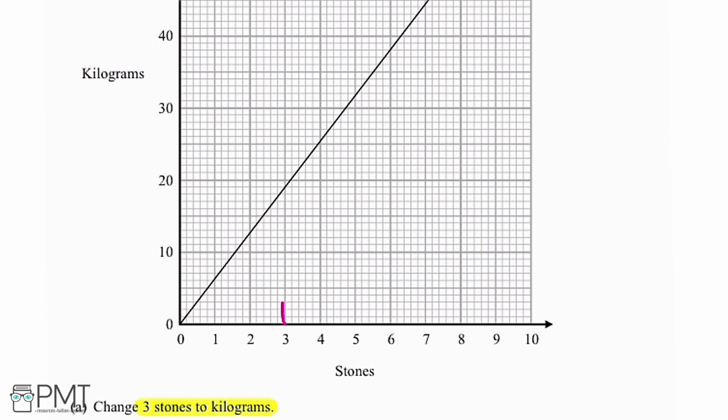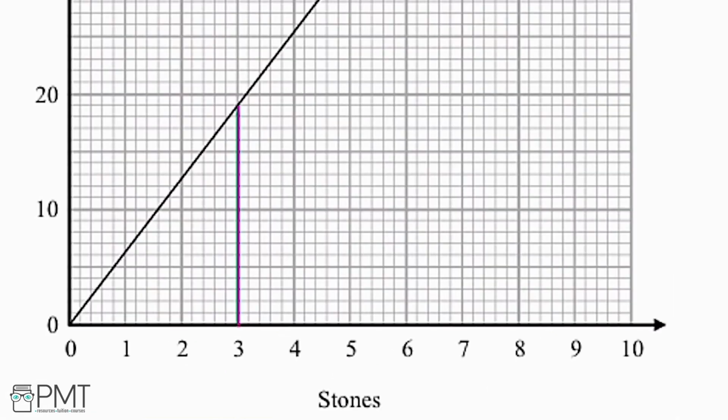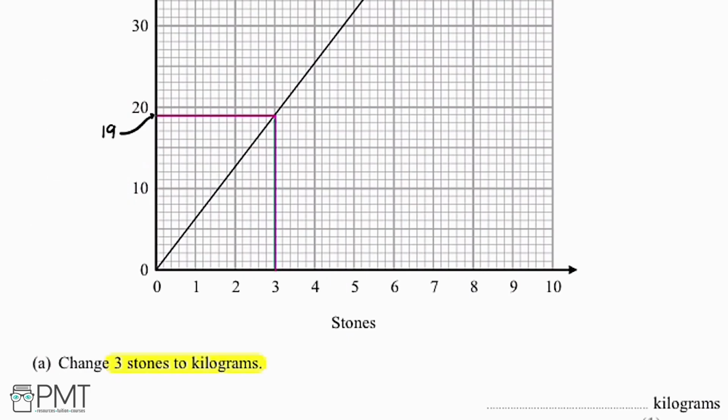And from there I'm going to draw a straight line up until we hit our line on the graph. Once we've done that, I'm going to draw from that point a straight line over to our y-axis. If we have a look at what number this represents, we're going from 10 here, so each square represents 1. So we're going to go 11, 12, 13, 14, 15, 16, 17, 18, 19, 20. So this point here, that is 19. So we worked out that 3 stone is 19 kilograms, giving us 1 mark.